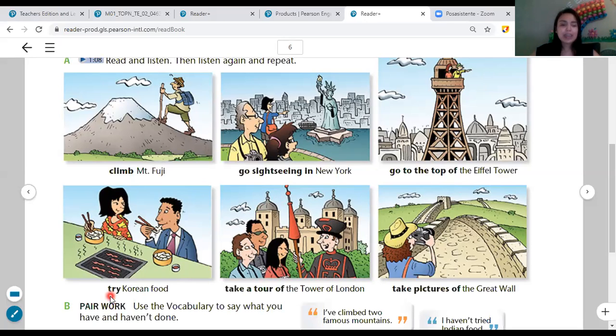Then we have try Korean food. Okay, for example, if somebody comes to Guatemala, what would we like them to try? What food? Here in Puerto Barrios, you have to try tortillas de harina. You have to try rice and beans. Yeah, you have to try tapado, right? Or in Guatemala, si vienes a Guatemala, tenés que probar tamales. You have to try tamales. You have to try paches. Okay, try.